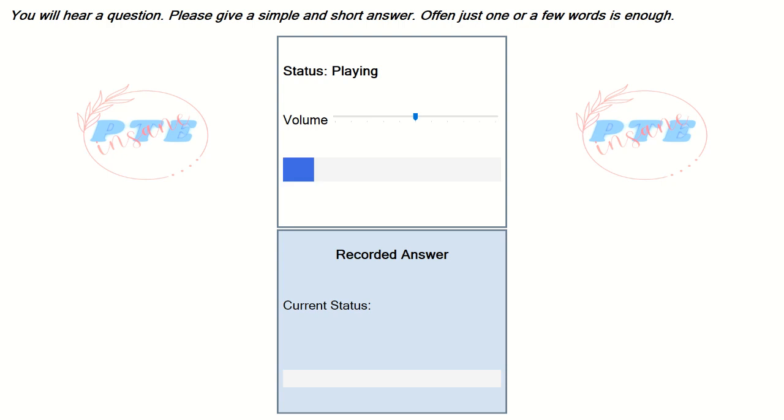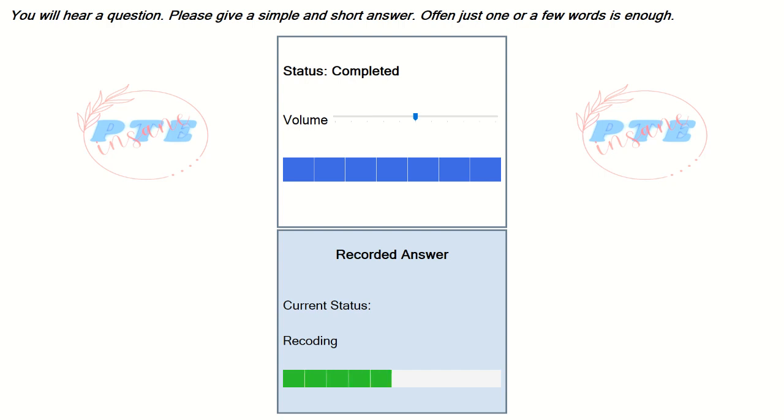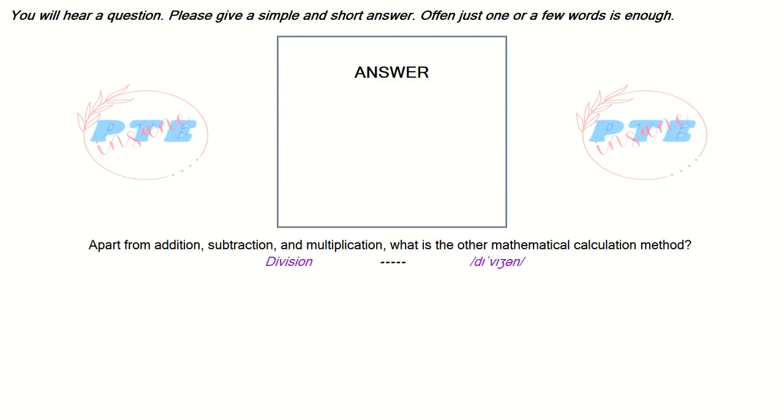Apart from addition, subtraction, and multiplication, what is the other mathematical calculation method? Division.